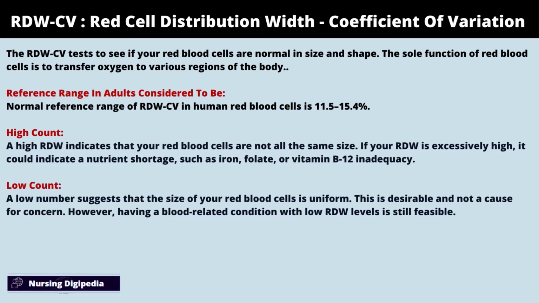A lower number suggests that the size of your red blood cells is uniform. This is desirable and not a cause for concern. However, having a blood-related condition with a low RDW level is still feasible.